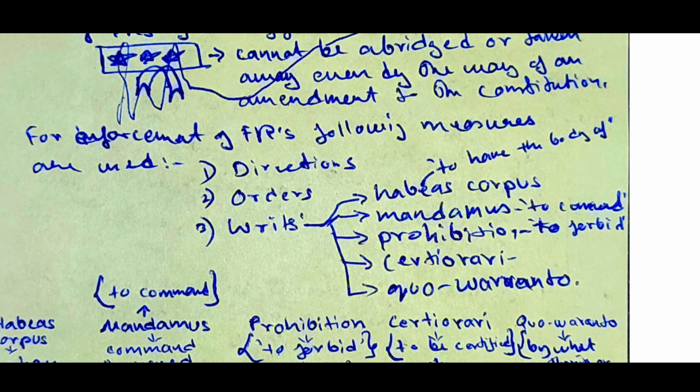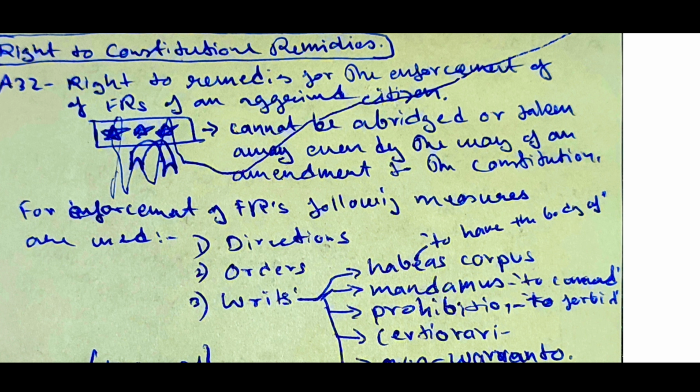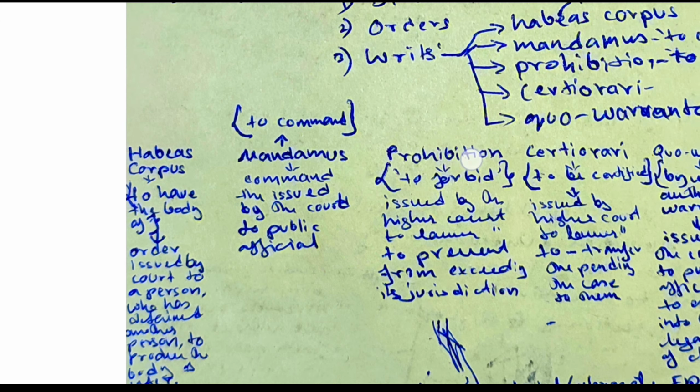Next, Article 32 talks about enforcement of the fundamental rights of an aggrieved citizen, but what are the instruments or measures required for enforcement? There are basically 3 measures which can be issued by the Supreme Court or the High Court: directions, orders and writs. As I was saying about the writs, there are 5 writs: habeas corpus, mandamus, prohibition, certiorari and quo warranto. We'll talk about these now.